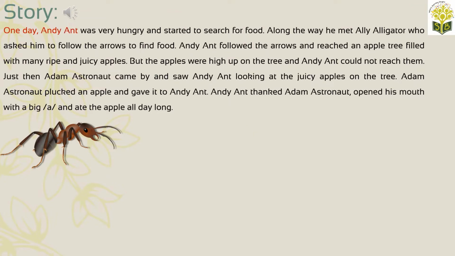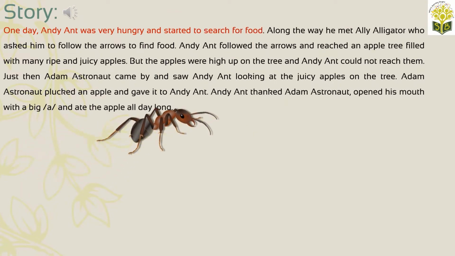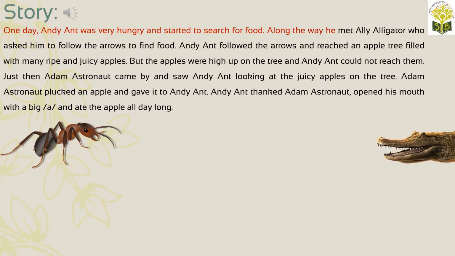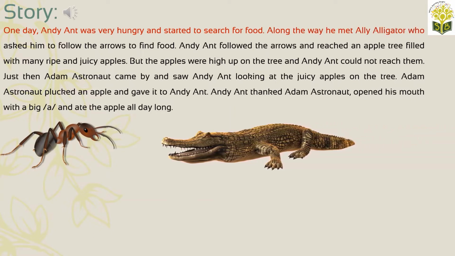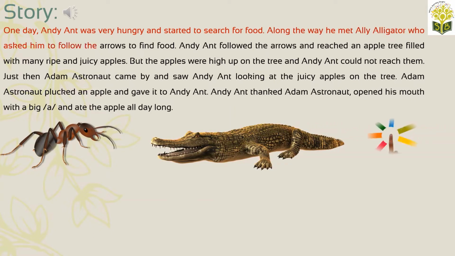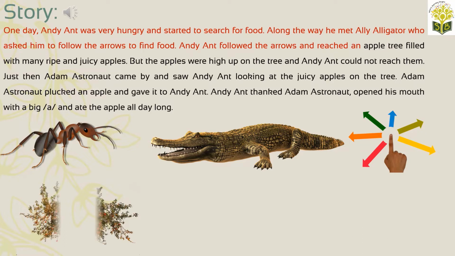Story. One day, Andy Ant was very hungry and started to search for food. Along the way, he met Ali Alligator, who asked him to follow the arrows to find food. Andy Ant followed the arrows and reached an apple tree filled with many ripe and juicy apples.